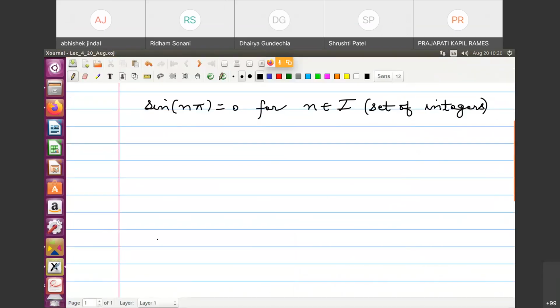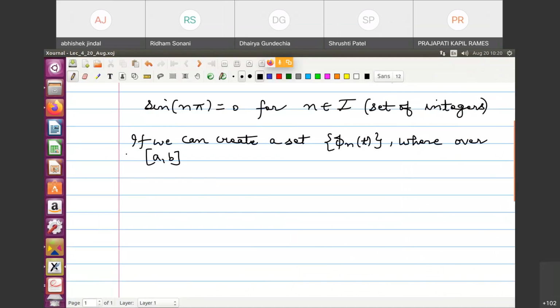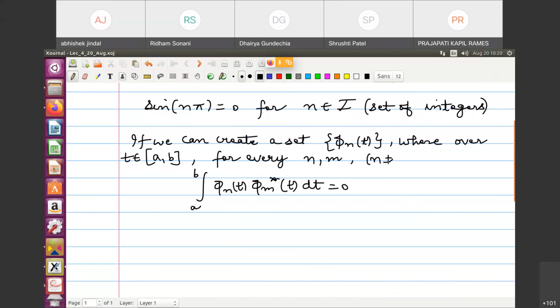So let me go back. Let us say we can create a set phi n(t) over a comma b, where for every n comma m, the integration from a to b of phi n(t) phi m star(t) dt is equal to 0 for n not equal to m, and for all n, the integration from a to b of mod phi n(t) squared dt is 1. We call this a set of orthonormal functions.